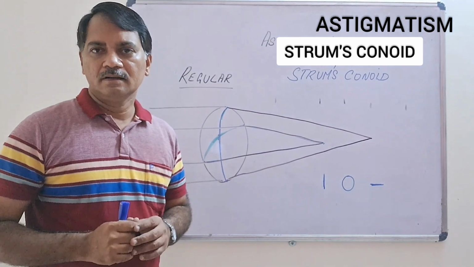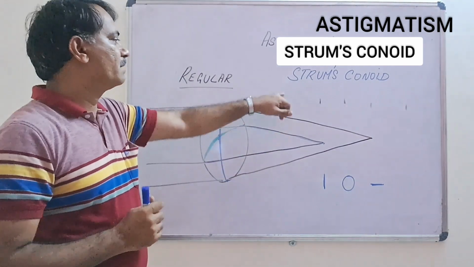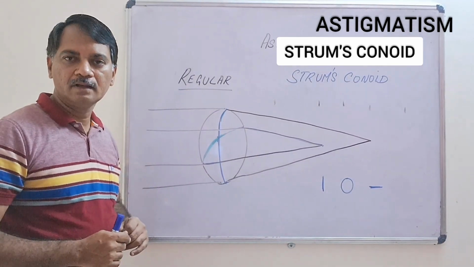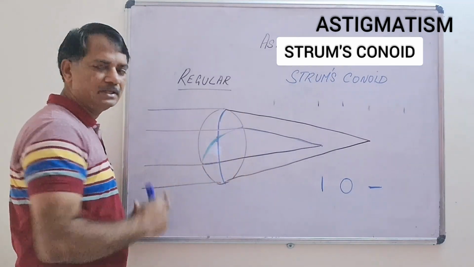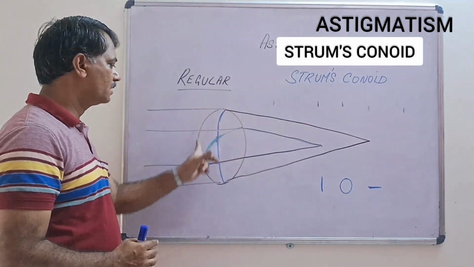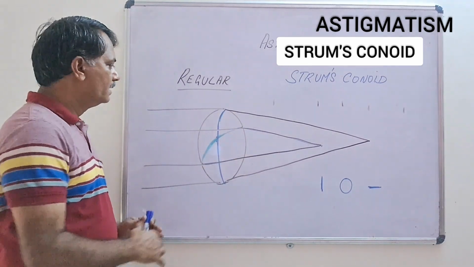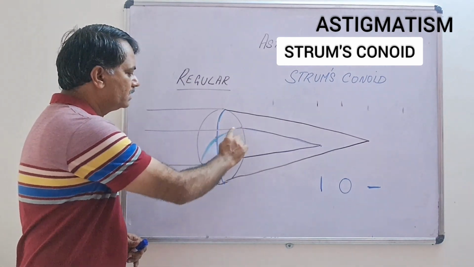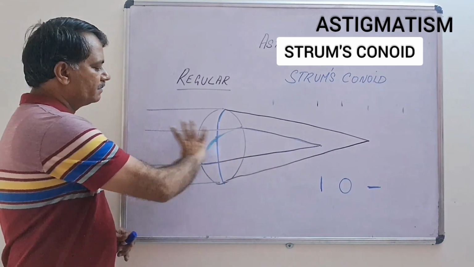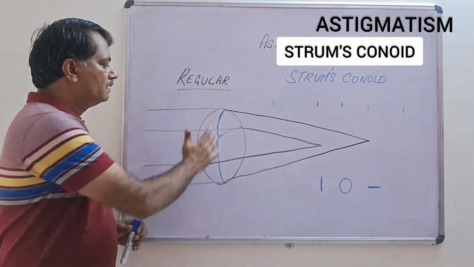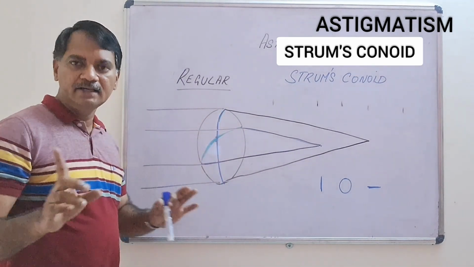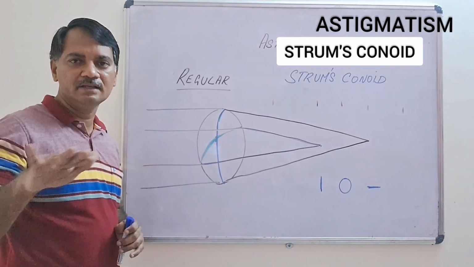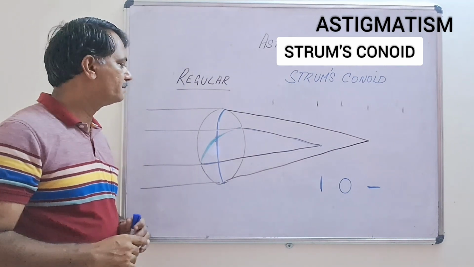Another important thing every student should know is the Sturm's conoid. So this is for regular astigmatism. Here I have drawn a cornea or lens, whatever it may be. This is the round, oval thing I have drawn here. Here the vertical meridian I have drawn in blue color, the horizontal meridian I have drawn in green color. The light rays are coming from outside, and the two meridians are at 90 degrees. That is, the vertical meridian is at 90 degrees, the horizontal meridian is at 180 degrees.